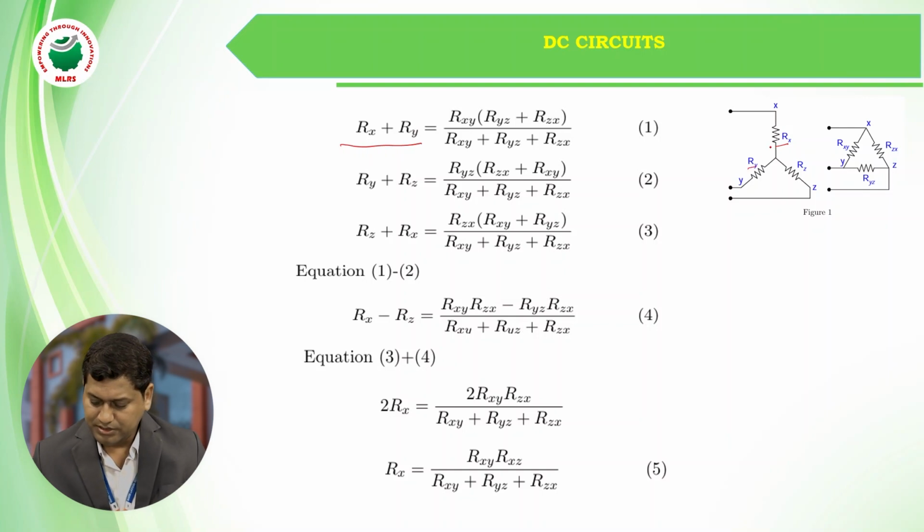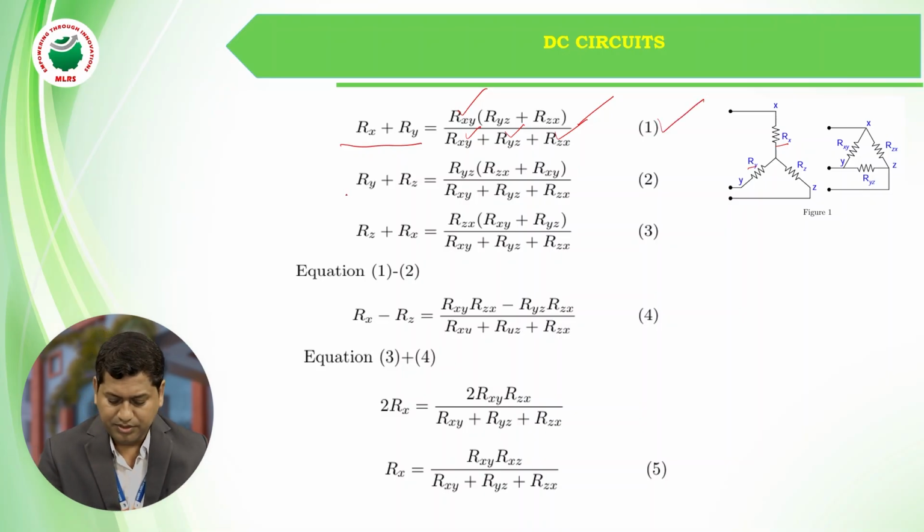So that gives us Rxy into (Ryz plus Rzx) divided by (Rxy plus Ryz plus Rzx). This is considered as equation number 1.